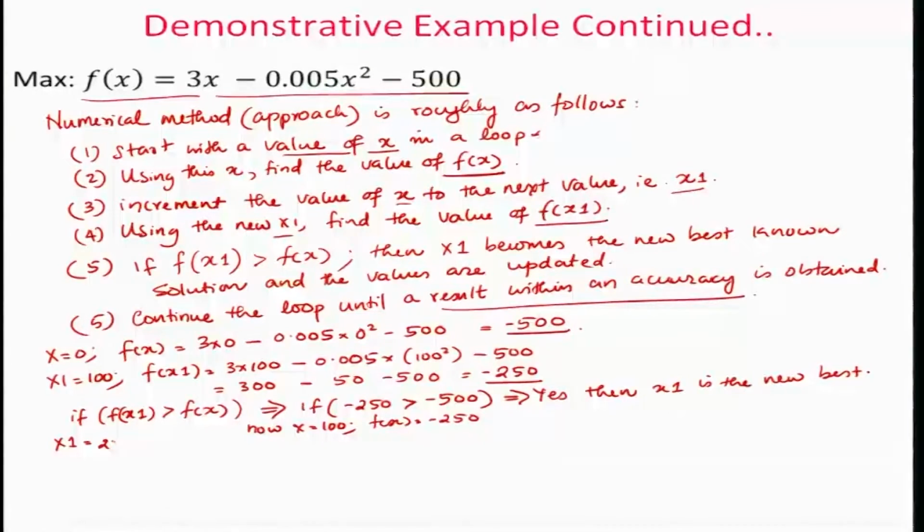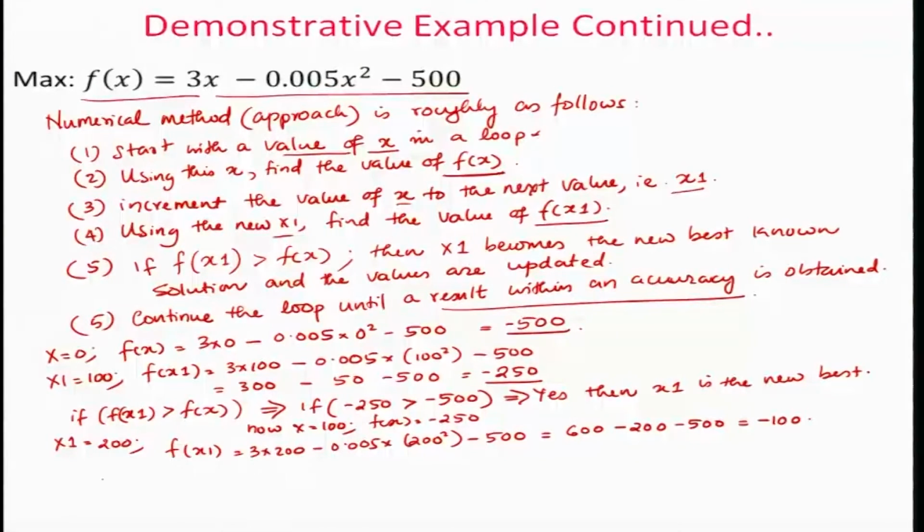Now, x1 equal to 200. If that is the case, then what happens? Then f of x1 will be 3 times 200 minus 0.005 times 200 square minus 500, which is equal to 3 times 200 will be 600 minus 200 square times 0.005, this will be minus 200, then minus 500, which will give you minus 100.